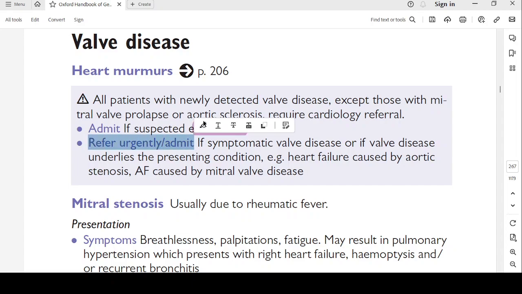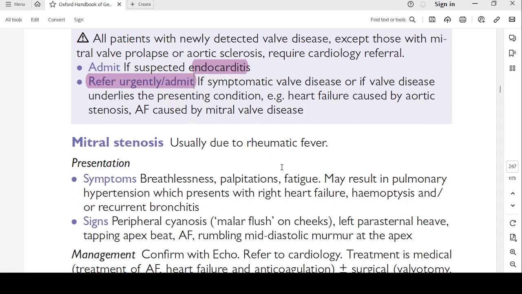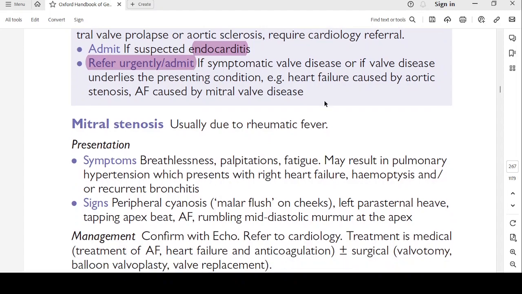Refer urgently or admit if symptomatic valve disease or valve disease underlies the presenting condition. Example, you have a heart failure caused by aortic stenosis, atrial fibrillation caused by a mitral valve disease. So then you need to admit. There is a valve disease and it has caused some symptom. Then you need to admit.